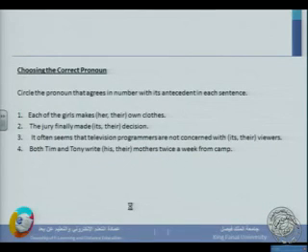So here's an example, or actually an exercise. Circle the pronoun that agrees in number with its antecedent in each sentence. The antecedent is the noun, because we said the pronoun refers back to a noun. This is the first sentence: Each of the girls makes her or their own clothes.